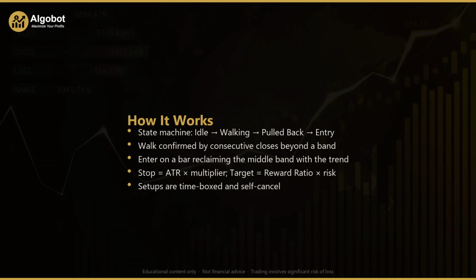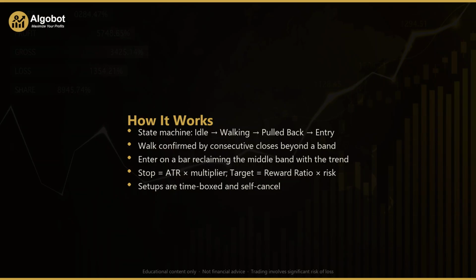Let's walk through the exact logic the expert advisor follows, step by step. Everything happens on the close of each bar, so the strategy waits for a candle to finish before making any decision. The engine runs a small state machine for each side, long and short, that moves through 3 stages: idle, walking, and pulled back. Consider the long side. First, the strategy counts consecutive closes above the upper Bollinger Band. Once that count reaches the WalkBars setting, which defaults to 2, it marks the setup as walking. This confirms price is genuinely riding the band rather than poking above it once by chance.